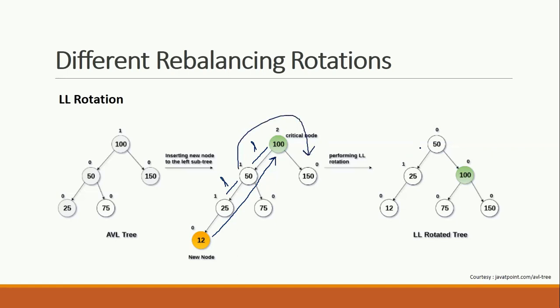So what will happen here? You can see 50 has been turned. The 100 would go as right child. The 25 will remain as the left child. See, the rest of the insertion we have to see. 12 is the left child of 25, so it is present in the left child, no problem.